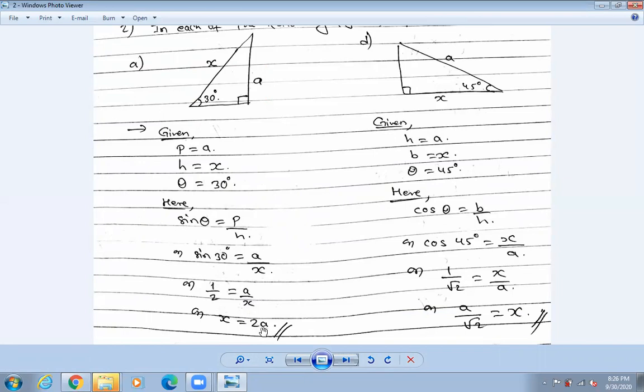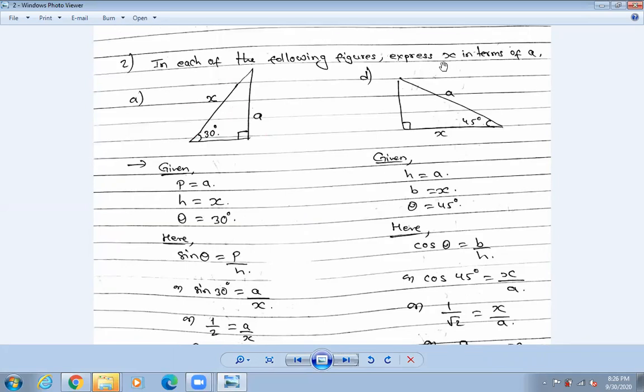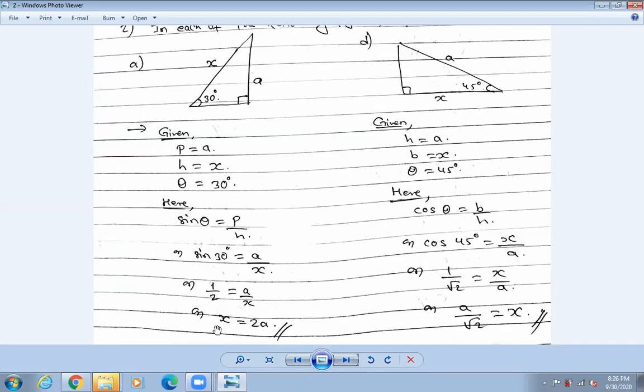Okay. So what we were asked to find out? Express X in terms of A. That means we need to find out the value of X. We have to find the value of X, and in terms of A, it has come out.